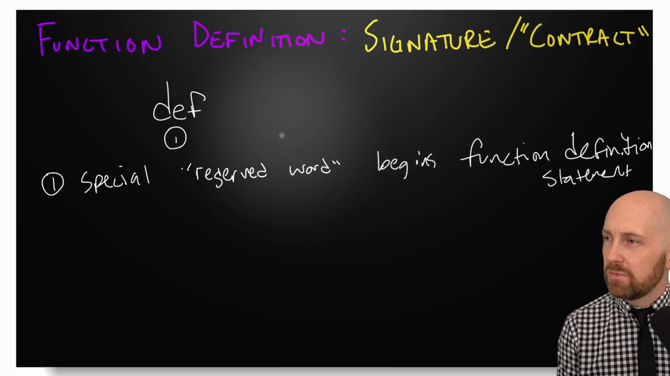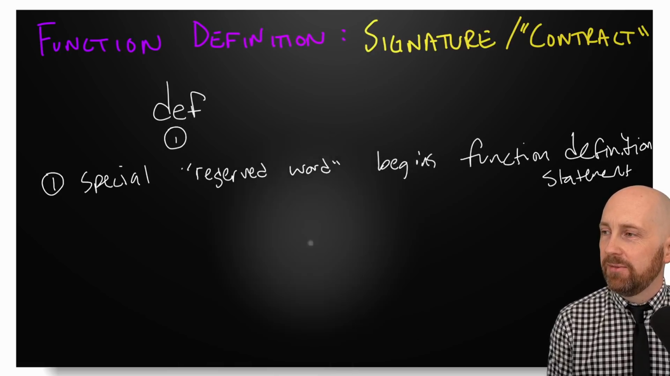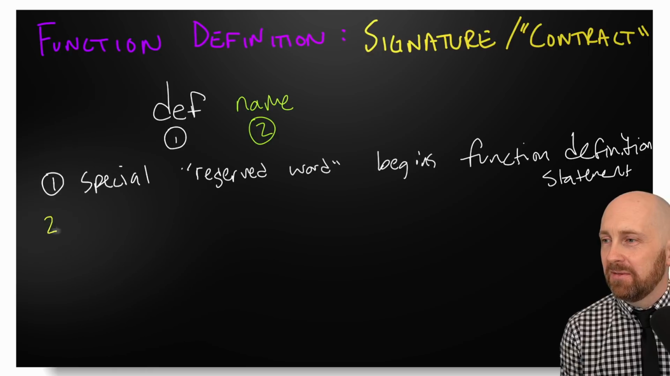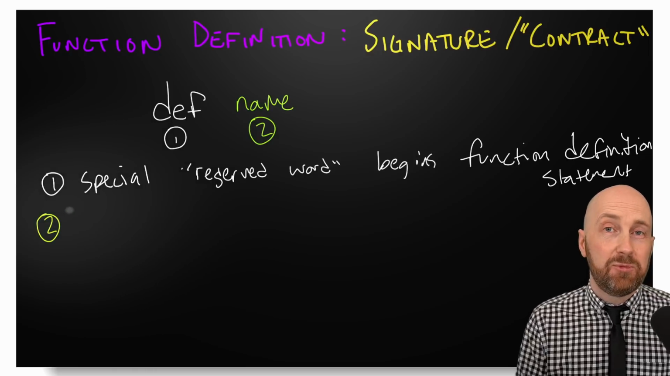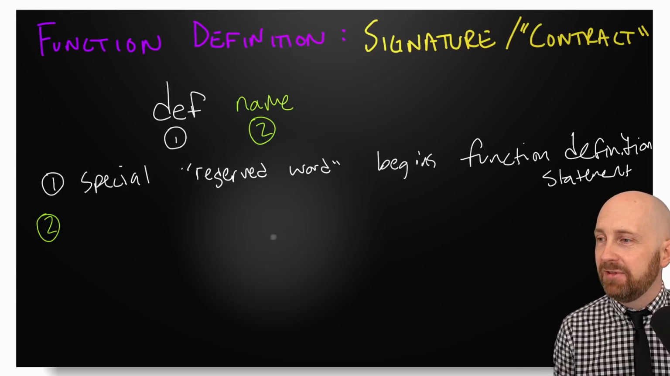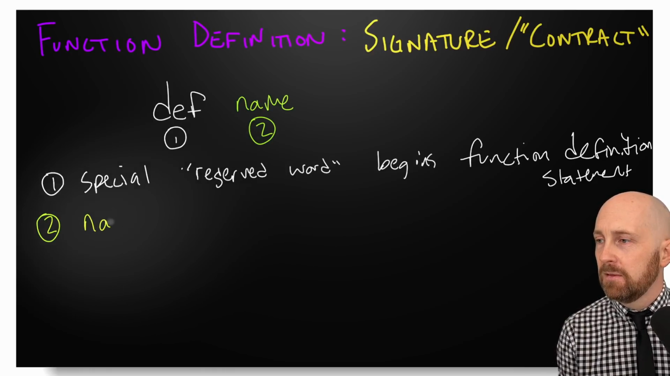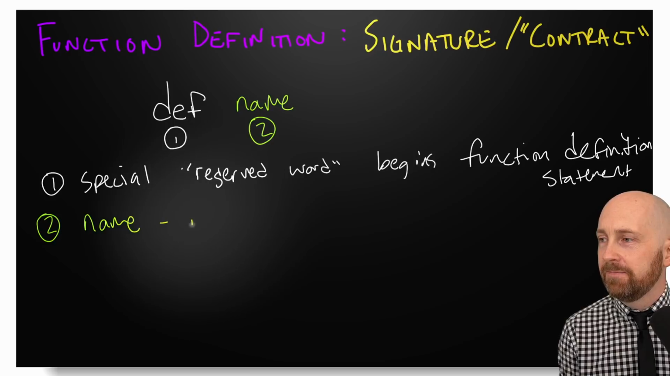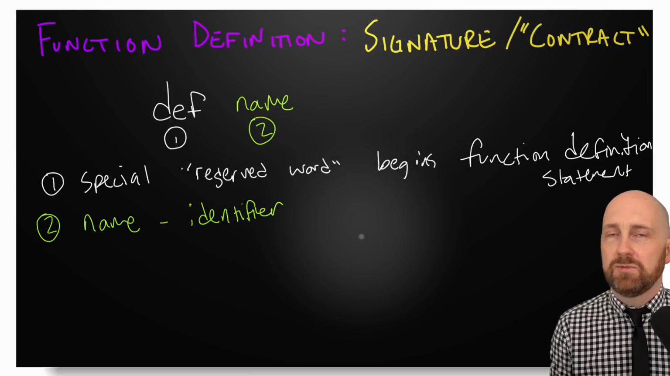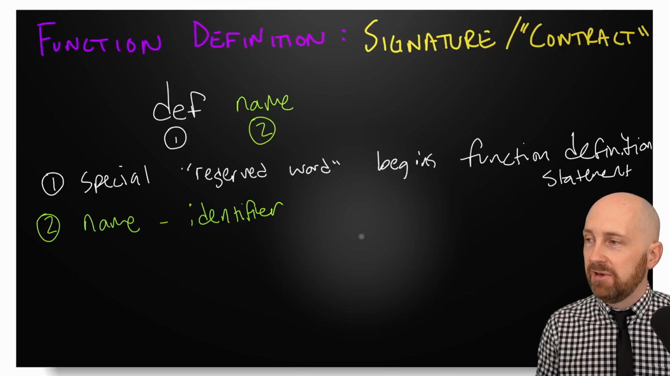All right. So what follows the def keyword? Well, the name of your function. This is what you're naming your function. The name of your function has the same rules as what you can name your variables. So the name of the function is an identifier. And you get to name your functions whatever you want. We try to choose meaningful names.